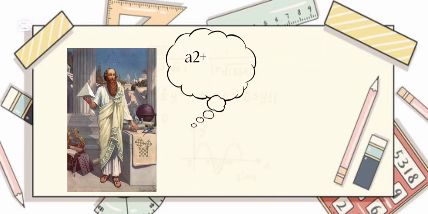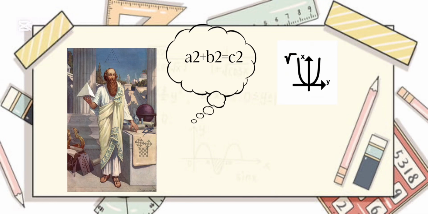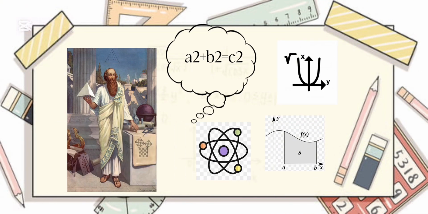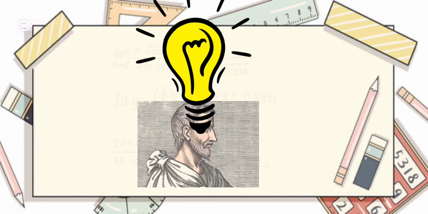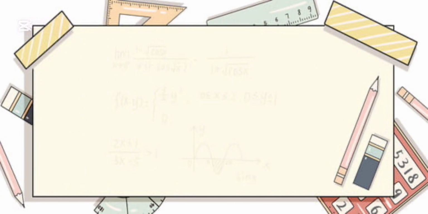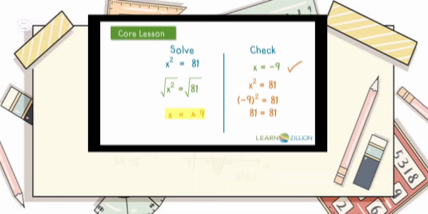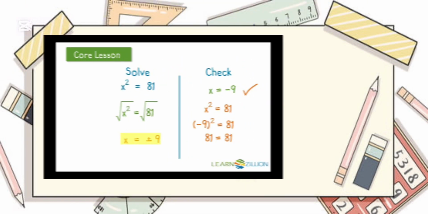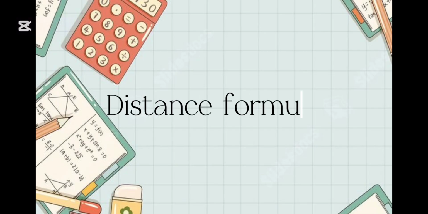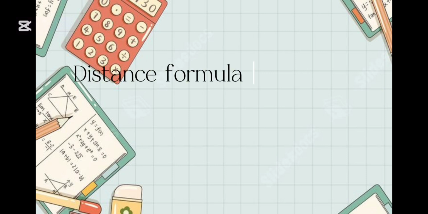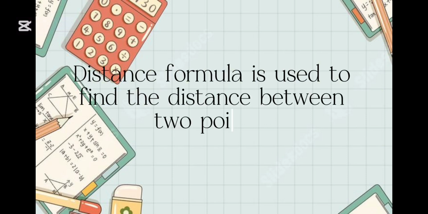Pythagoras' simple idea has influenced algebra, calculus, and even physics, which makes it one of the most important concepts in math. The Pythagorean theorem helped formalize the idea of square numbers and laid the foundation for solving equations involving squares in algebra. Distance formula. Distance formula is used to find the distance between 2 points.